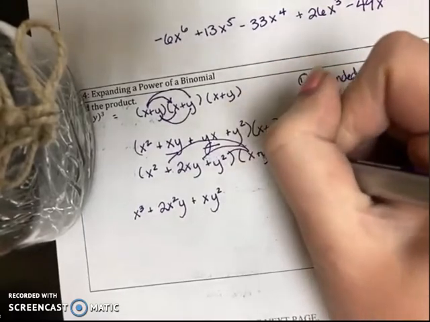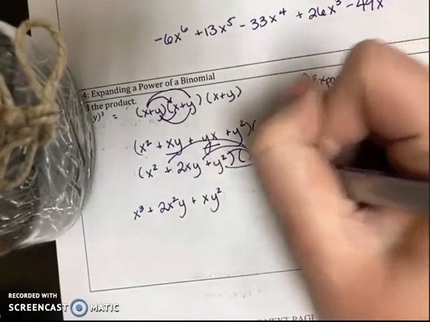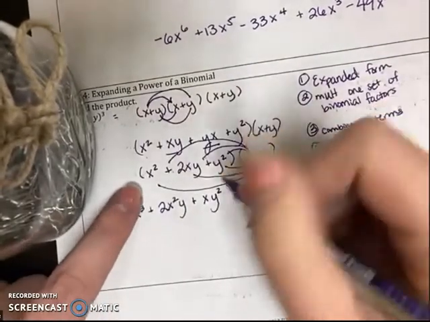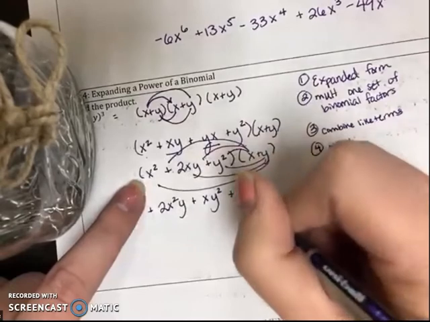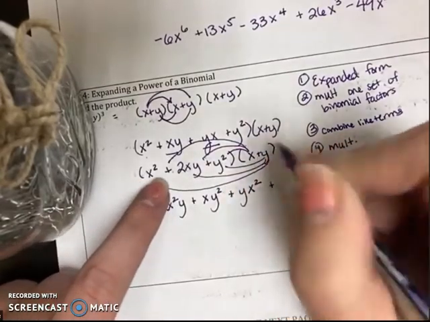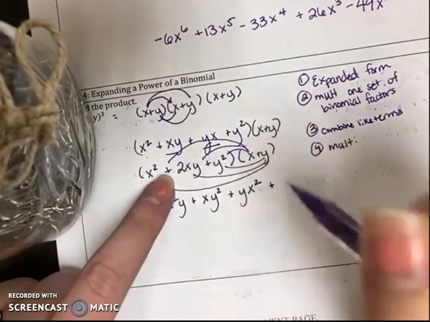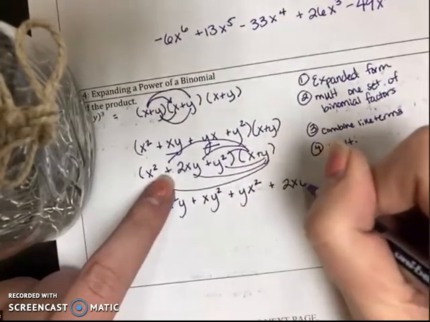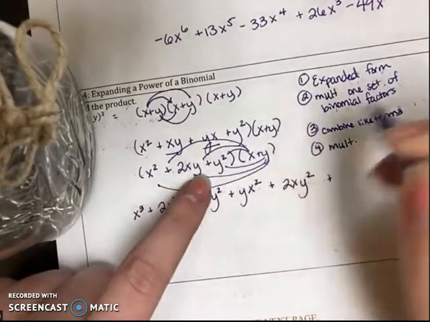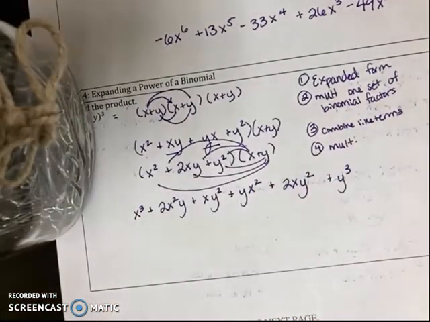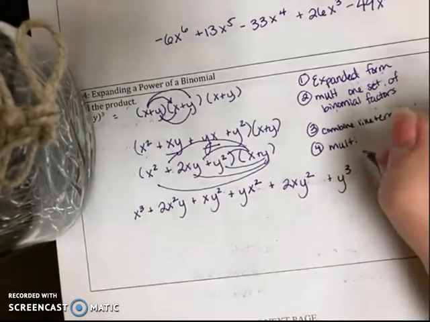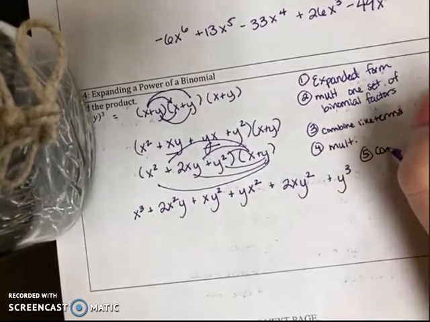And now I'm going to multiply the y's. Y times x squared is yx squared. Plus y times 2xy is 2xy squared. Plus y times y squared is y cubed. All right, last step is to once again combine like terms.